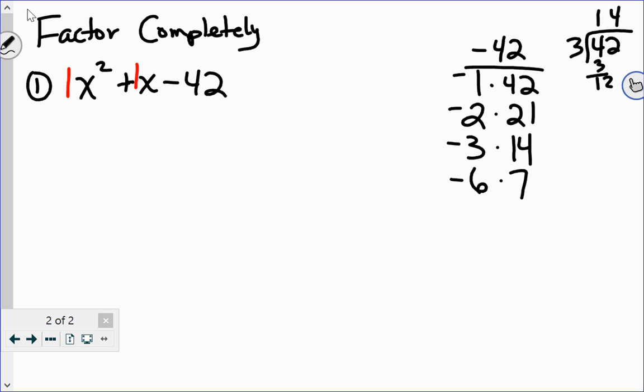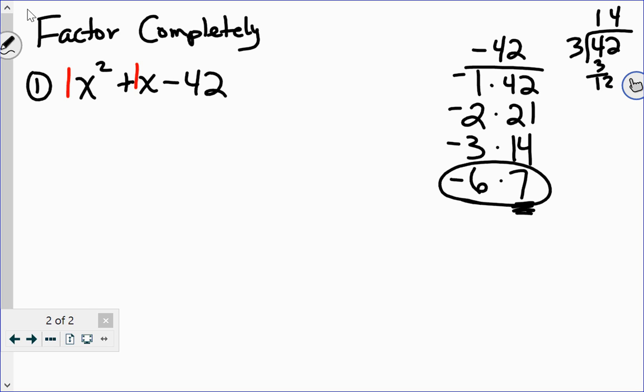Now, I know that I'm finished and I have every pair of factors for negative 42, because if I were to keep going, the next number I would try is 7, but 7 is over here on the right, so that means I've exhausted everything. I'm starting to repeat, so I'm done. Clearly, negative 6 plus 7 is going to be my positive 1.